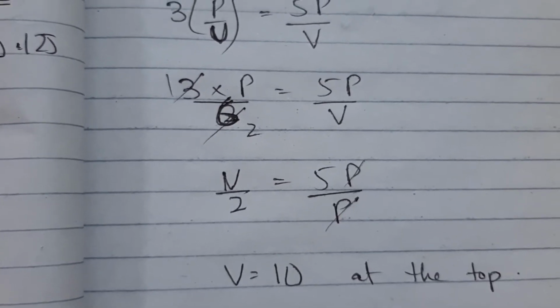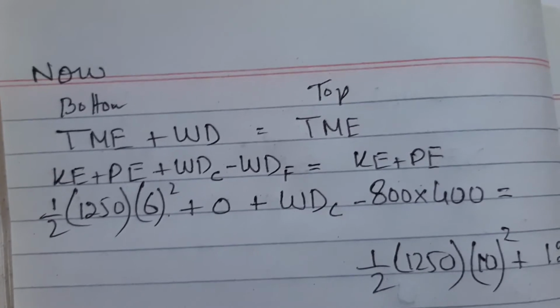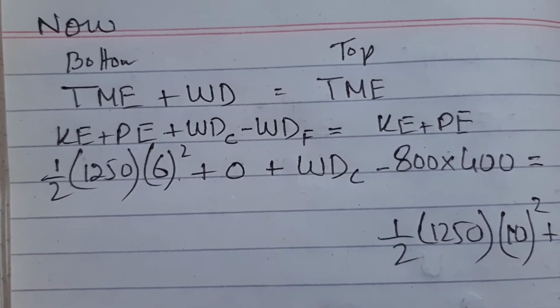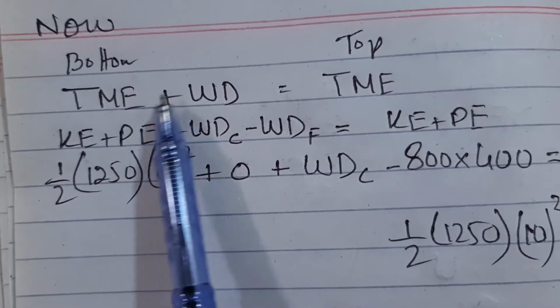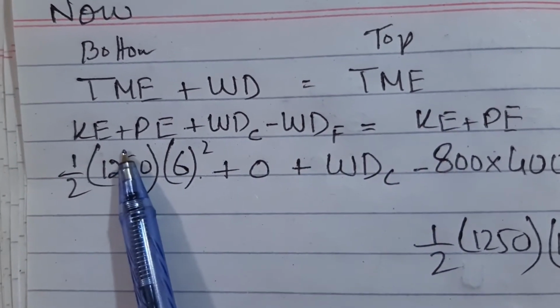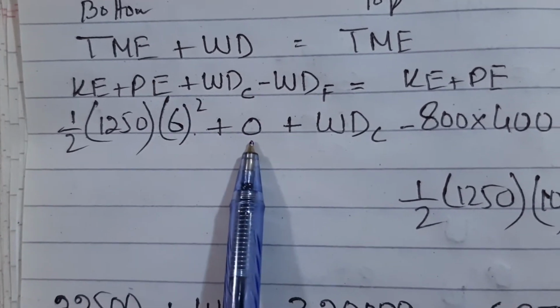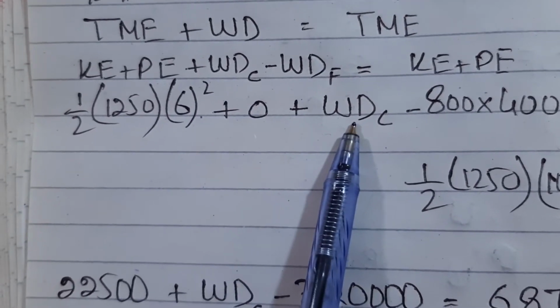Okay, so now I have the velocity as 10. And what do I have to find out? The work done by the car engine, right? So again I will use the law of conservation of mechanical energy, which is the energy at the bottom plus work done equals energy at the top. Now for the bottom, we know all this. We know the velocity was 6. We know potential energy is 0. Work done by the car engine, we have to find out.